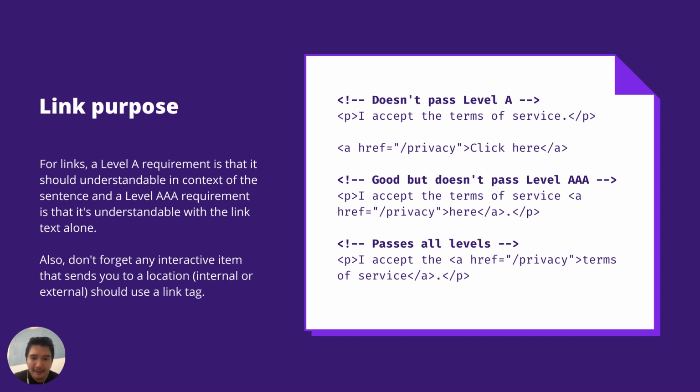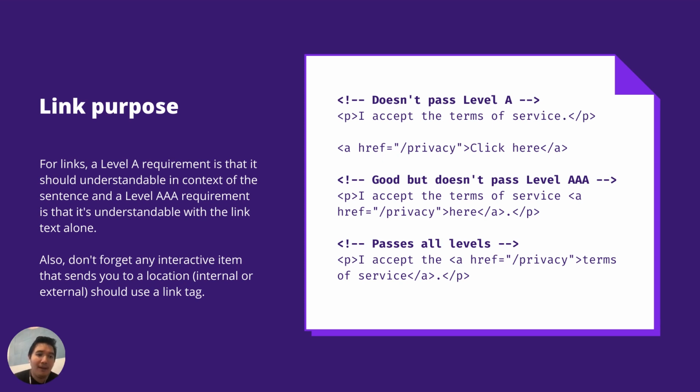To pass all levels is actually pretty easy. I just want to show this here. Here is an example where I accept the terms of service, and the terms of service is the link. I think this is really clear with the link text alone where it goes. The link text should say where it goes. It doesn't need to say click here to see the terms of service. Saying the location is going to work here.